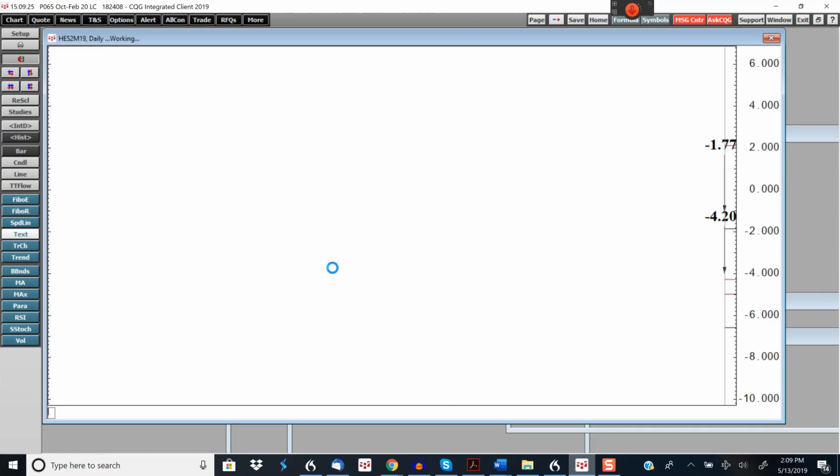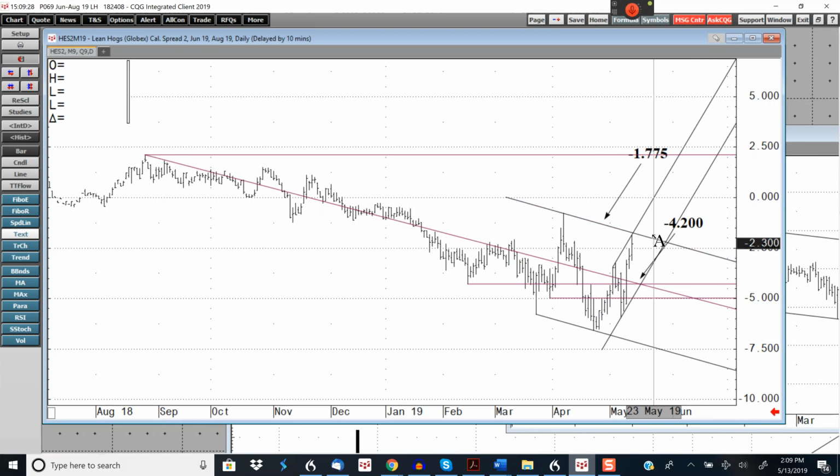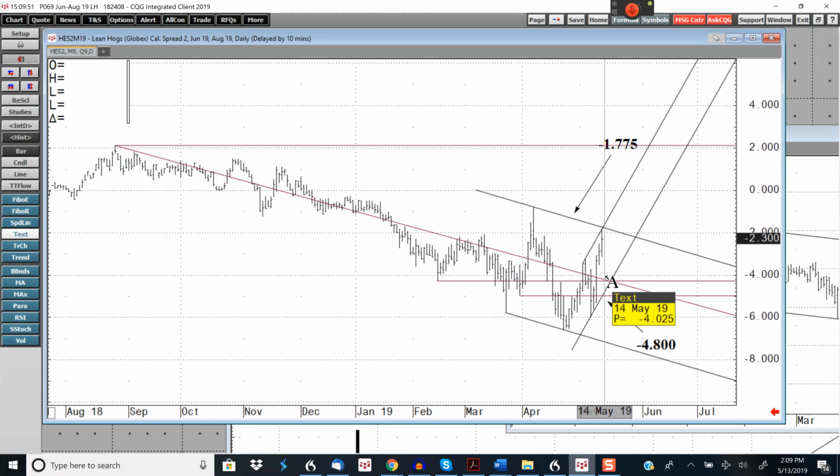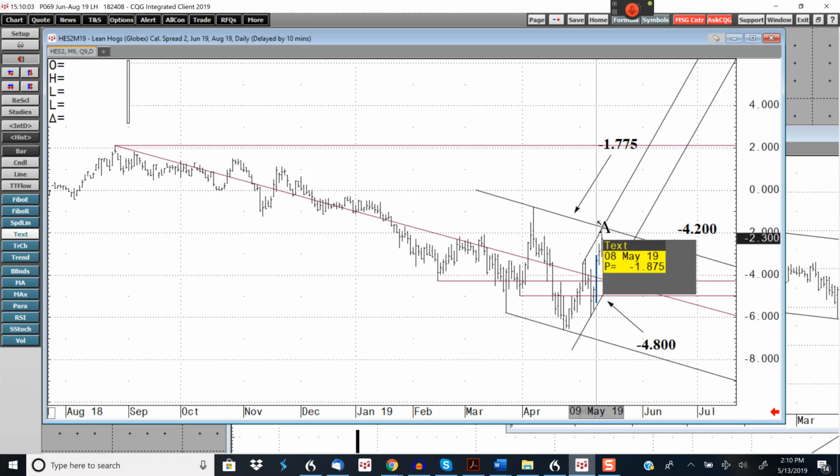I'm going to move on to the June-Aug lean hogs. Okay. Yes, we did. All right. This channel structure is 775 still. And all this is coming together at negative 4.800, and this speed line is at negative 4.200. This area narrowing daily is our support. This is our resistance. We've essentially tested this already, so the market is vulnerable to slipping back in here over the next 3 to 5 days.